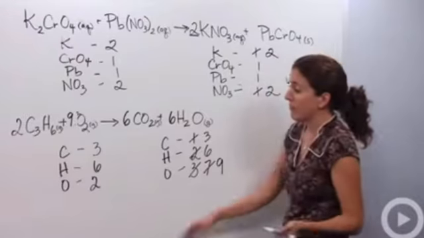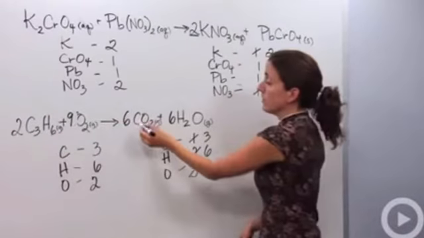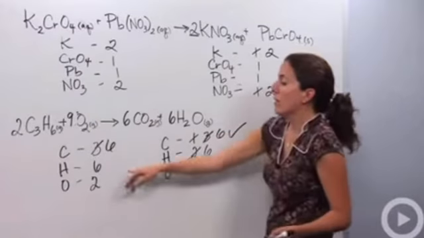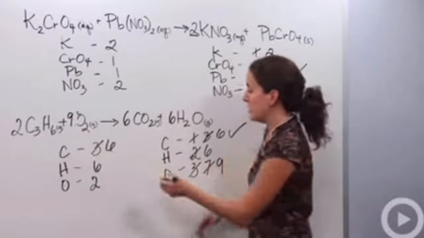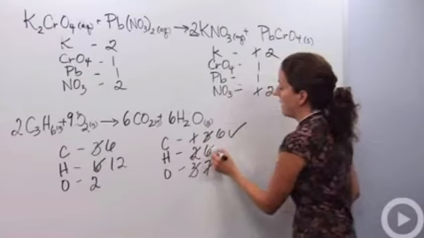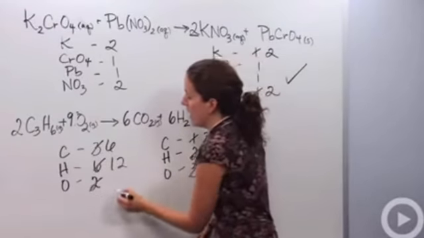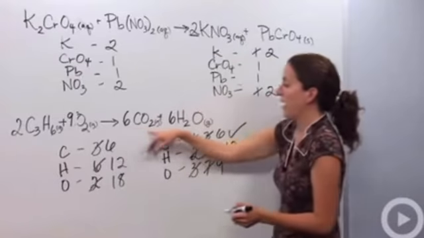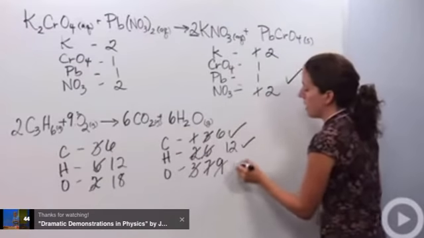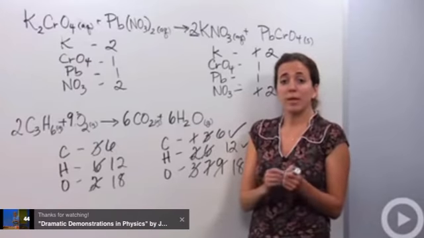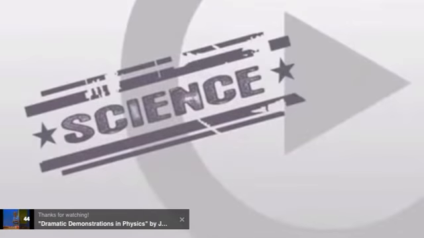So then let's check it. We have 6 carbons. 6 carbons. Check. We have 12 hydrogens. 12 hydrogens. Awesome. We now have 18 oxygens. We now have 12 plus 6. Great. 18 oxygens. We are done. And that is how you balance chemical reactions.